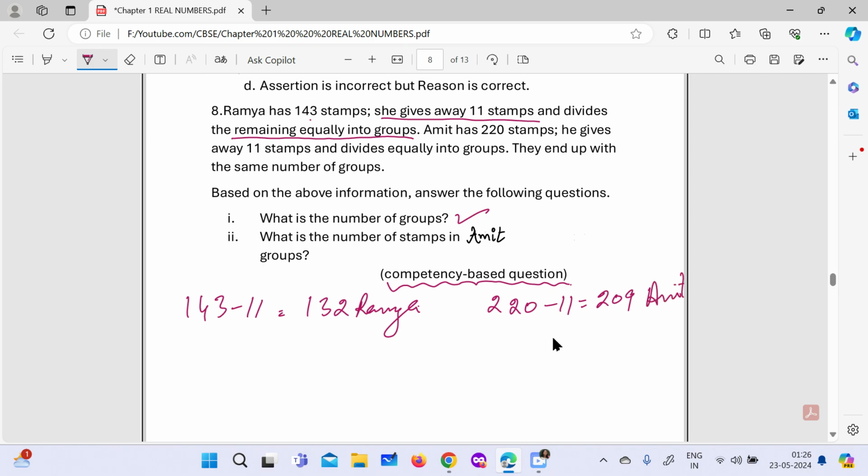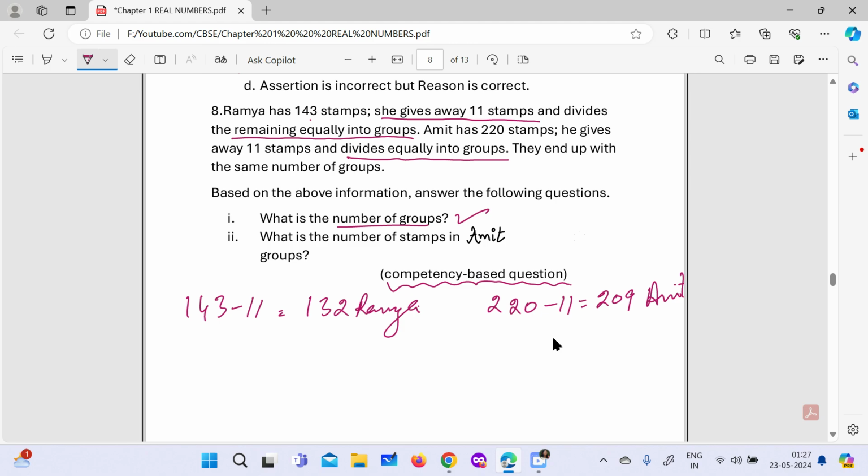Now your question is, he gives 11 steps and divides equally into groups. You have to find the number of groups. Whenever you have a question of finding the number of groups or dividing into how many parts, always you need to find the HCF. So I hope this is clear.